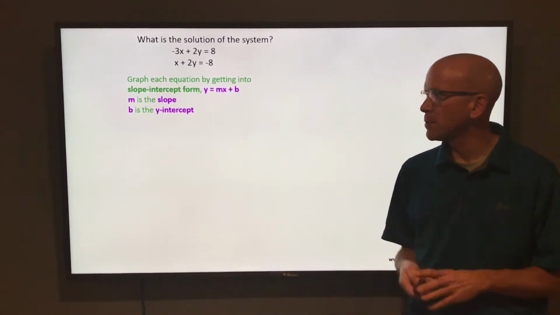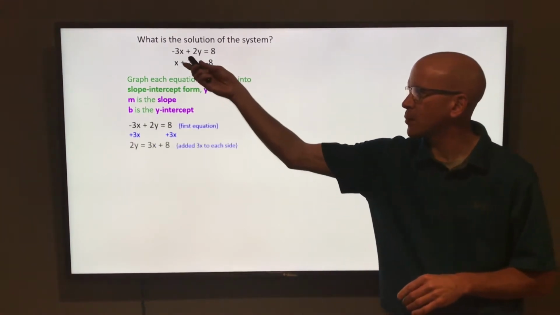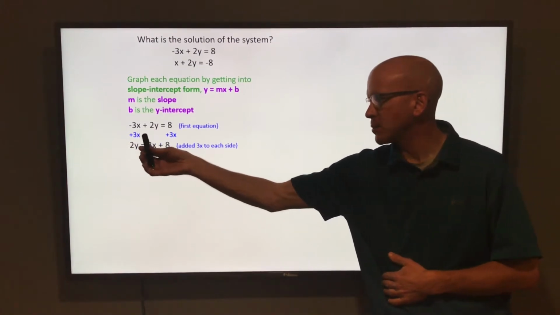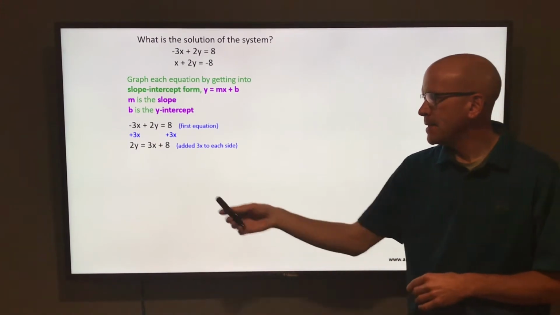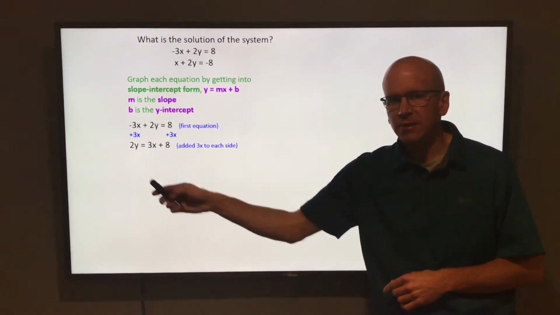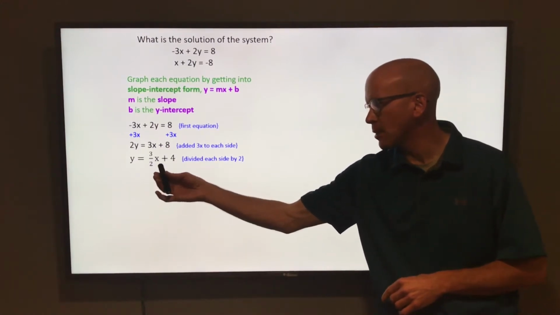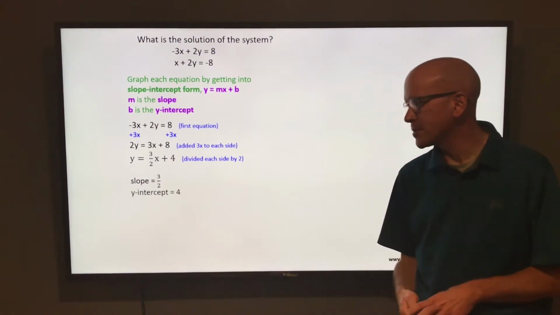So to graph those two lines, probably the easiest way is to get them each in slope-intercept form. Take that first equation, negative 3x plus 2y equals 8. Slope-intercept form is y equals mx plus b. So you want to solve this for y. Add 3x to each side. You have 2y equals 3x plus 8. Then divide each side by 2. You get y equals 3 halves x plus 4. So you can see the slope and the y-intercept. The slope is 3 halves and the y-intercept is 4.